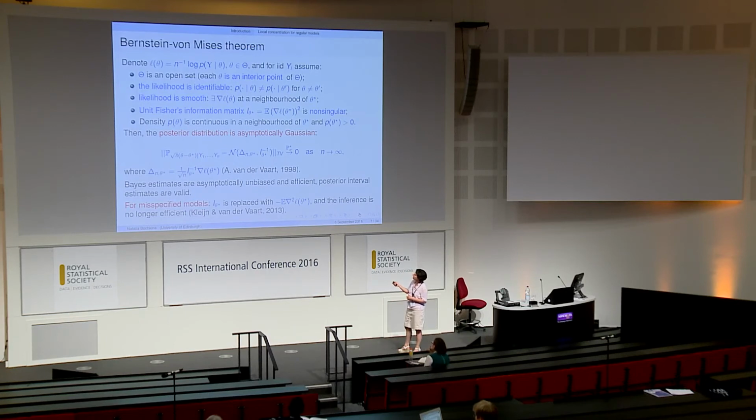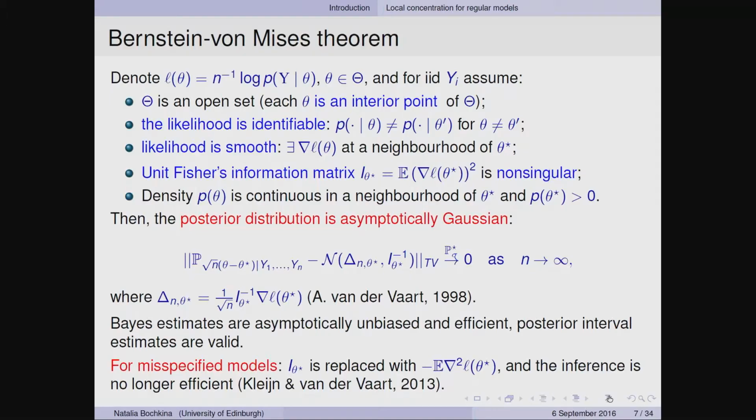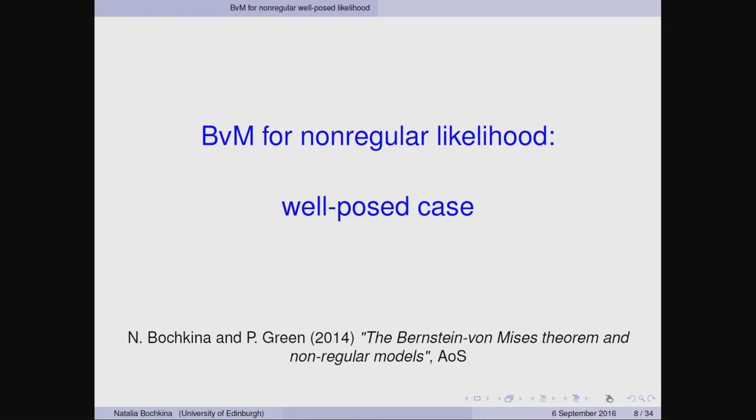Just to say this is a formulation for IID models, but in fact, there is a more general model, the local asymptotically normal model introduced by Lecam, for which this holds as well. However, our model doesn't satisfy these assumptions. It's not an open set. We can have a parameter on the boundary. And in fact, the prior is not proper.